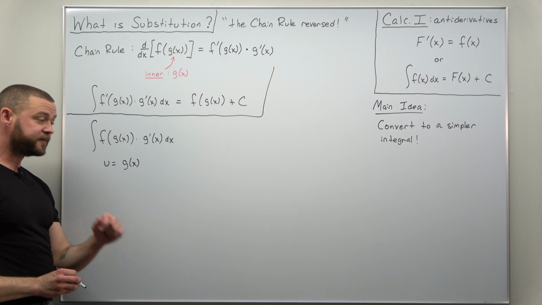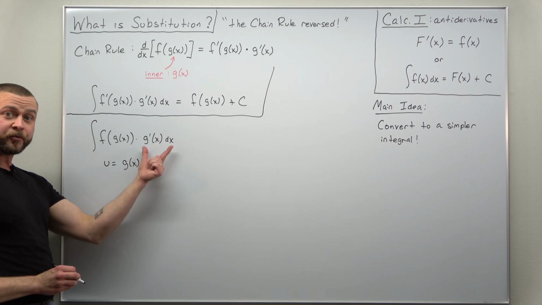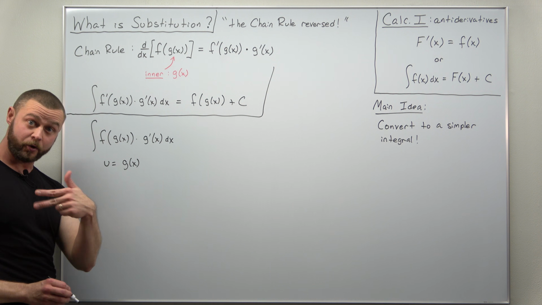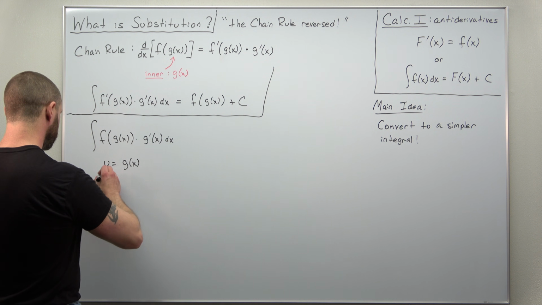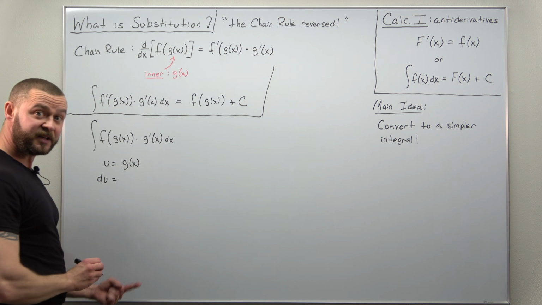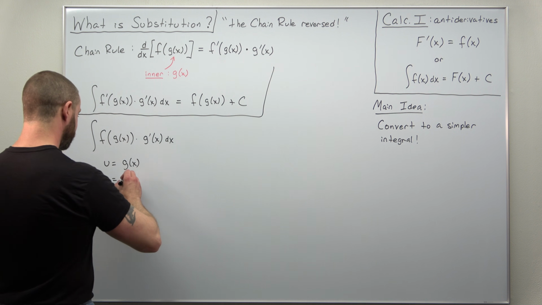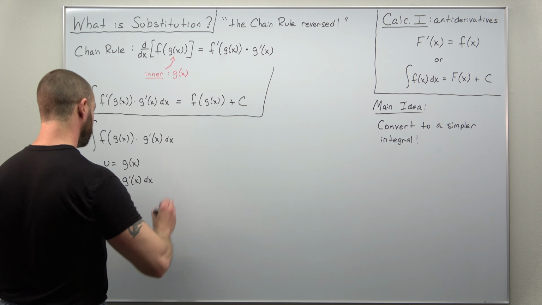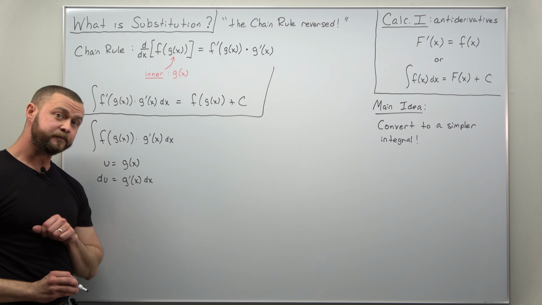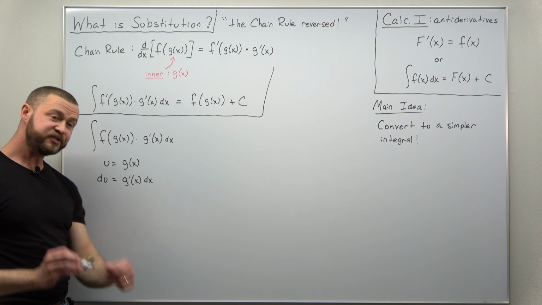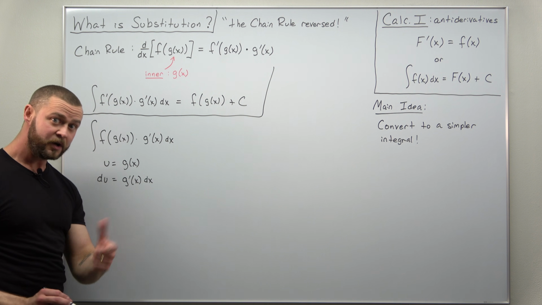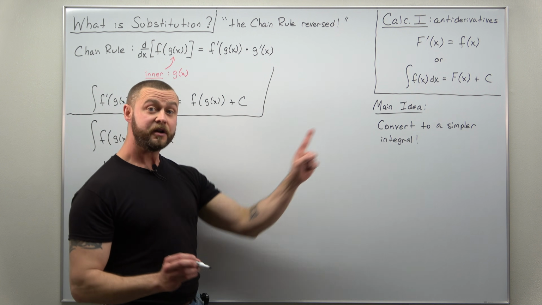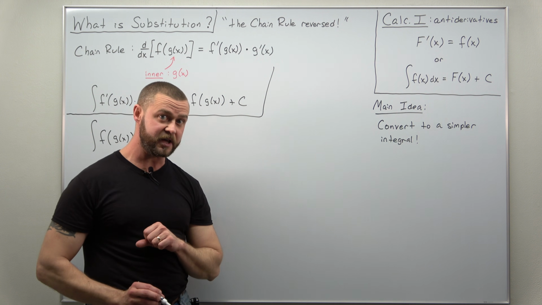All right, and how we convert here to get g prime, we're going to differentiate this and get the differential of u, what's called du. And that simply is just taking g of x and differentiating it and multiplying by dx. And what this substitution allows us to do is take something that looks complicated and convert it to a much simpler looking integral.